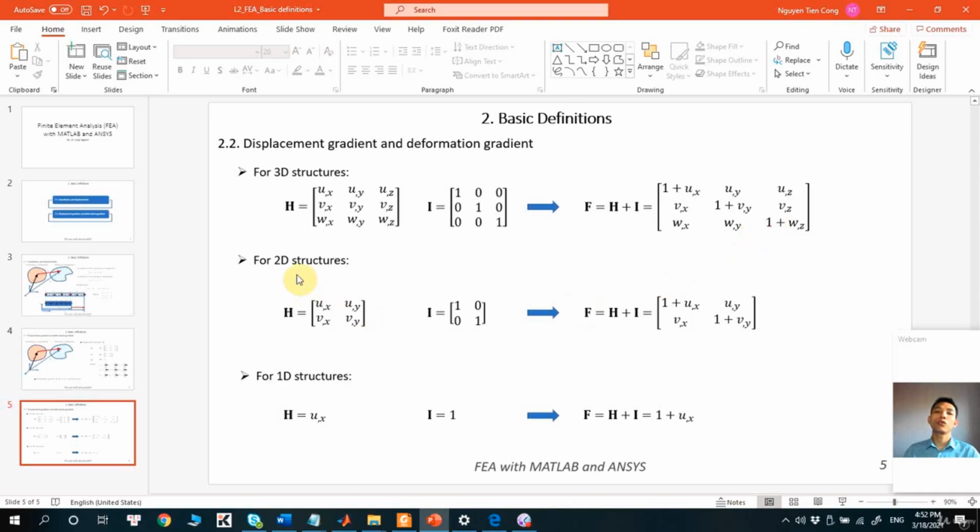For 2D, F will equal 1 plus u,x here, and in this term we have 1 plus v,y. And for 1D, it becomes only 1 plus u,x. And that is all for this lecture, and see you in the next lecture.